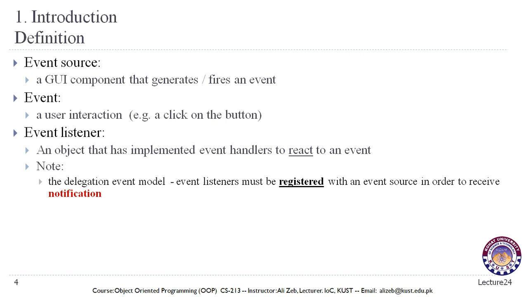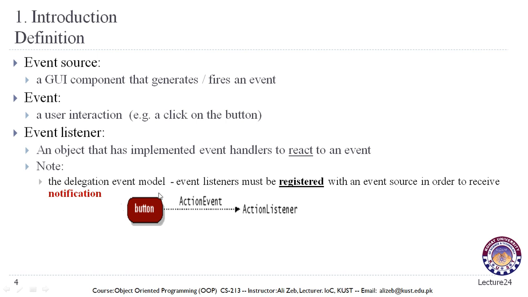We should note that in the delegation event model, event listeners must be registered with an event source in order to receive notification. Now we'll look at an example of how we register an event with the source, but naturally we should associate an event listener with the source. For example, the button over here is the source. We should associate the action listener to that button in order for that action to be performed by that button. This process is called registering the event listener with the event source.